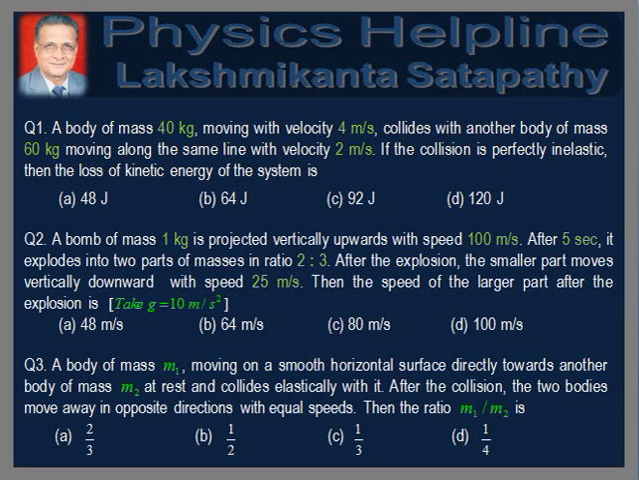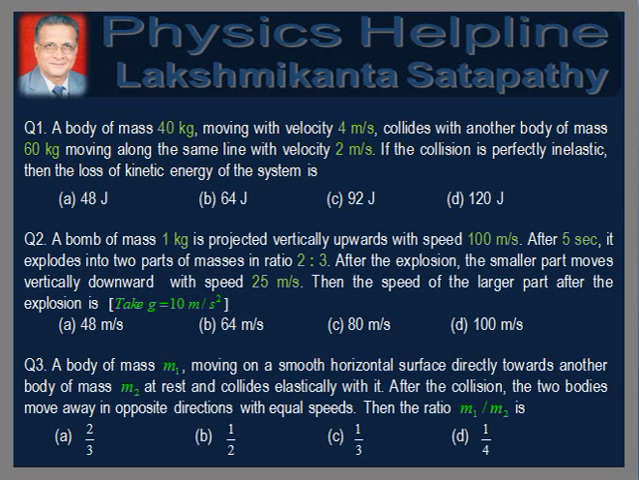Question 1. A body of mass 40 kg moving with velocity 4 meters per second collides with another body of mass 60 kg moving along the same line with velocity 2 meters per second. If the collision is perfectly inelastic, then the loss of kinetic energy of the system is. The options are 48 joules, 64 joules, 92 joules and 120 joules.